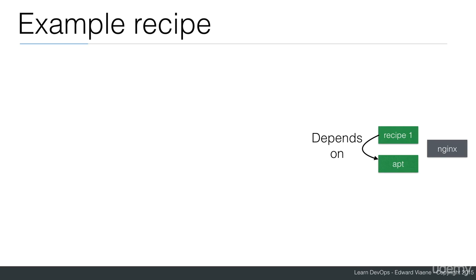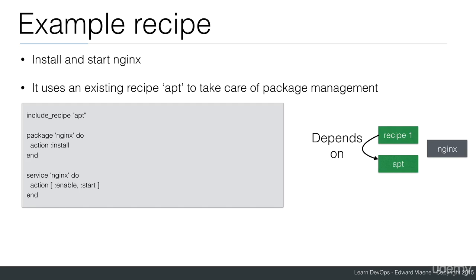Let's have a look at an example recipe. The recipe is going to install and start Next Generation Engine. It uses an existing recipe, apt, to take care of the package management. The first line in this recipe is include recipe apt. This apt recipe will have the commands to install packages on our system.